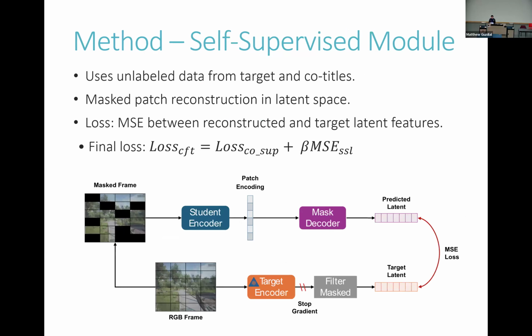The next one is the self-supervised module. The self-supervised module uses unlabeled data from the target and the co-titles. And it does masked patch reconstruction in the latent space. For this part, MSE is used, and the MSE loss is calculated between the reconstructed and the target latent features. This figure shows the loss calculation for the self-supervised part.